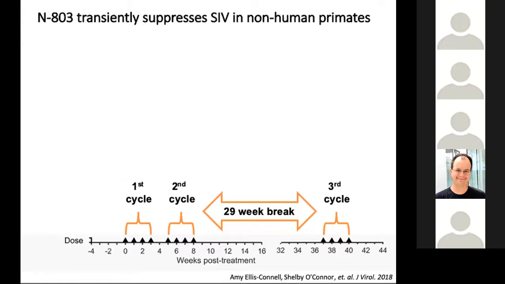And so these non-human primates are infected with SIV, which is the primate analog to HIV. And so these monkeys were infected for between 1.5 and 3 years with SIV. So they were chronically infected before they were given this treatment. And then at day 0 here, they were given 4 doses of N803 in the first cycle. And then there was a 2-week break, and then they were given a second cycle of 4 doses. And then there was a long 29-week break, and then they were given a third cycle of 4 doses. And these were subcutaneous doses, like we just discussed in the cancer data.